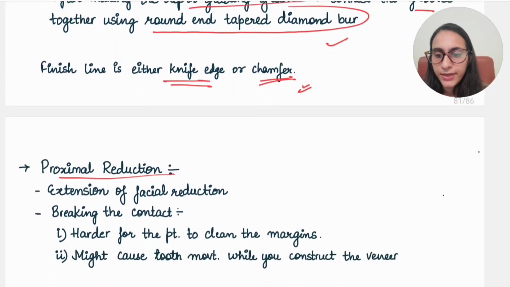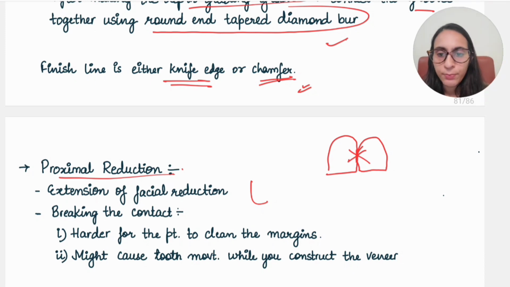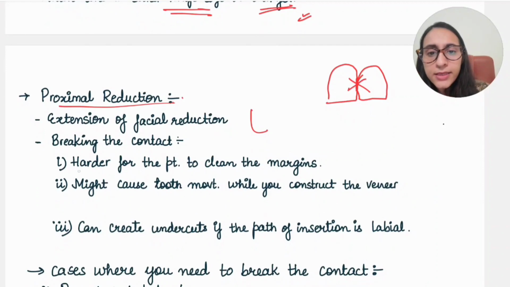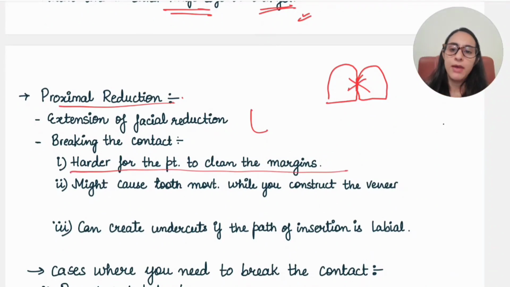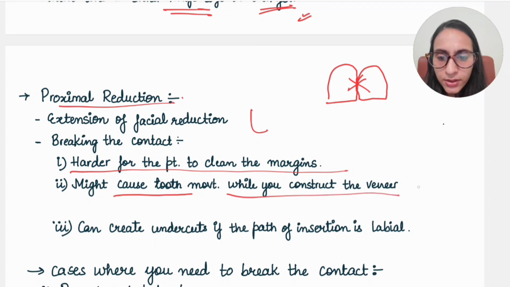Then we do the proximal reduction, the extension of the facial reduction. It should not break the contact between the teeth. If this is the contact point between the 2 teeth, the proximal reduction should not break the contact point. If you break the contact point, then it is harder for the patient to clean the margins. It may cause tooth movement while you construct the veneer, so you need to temporize it.